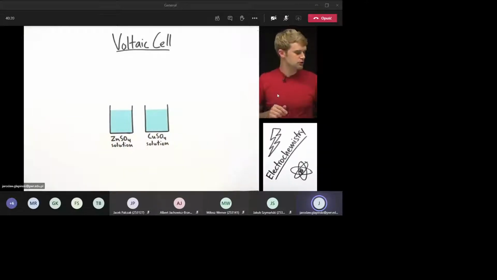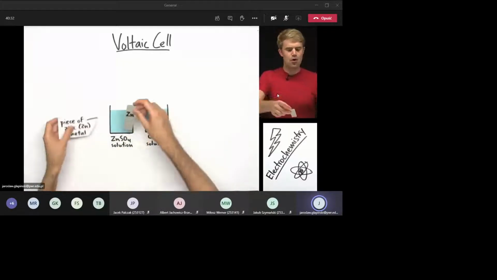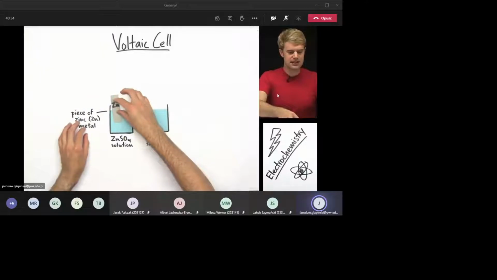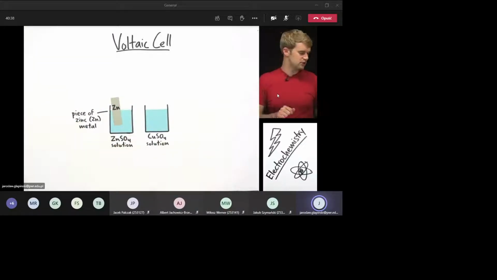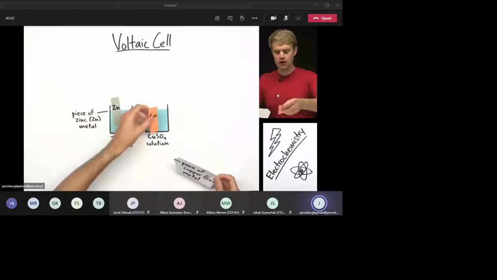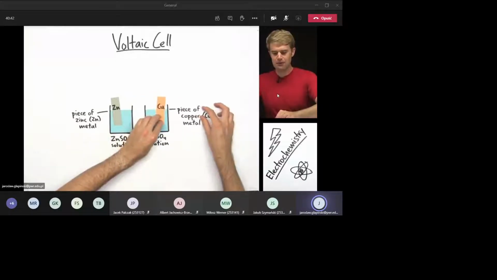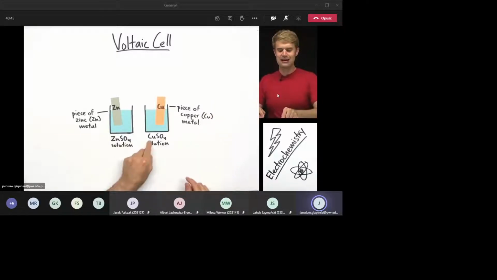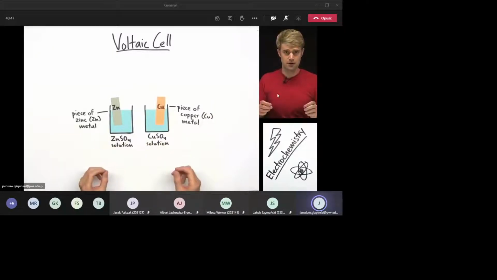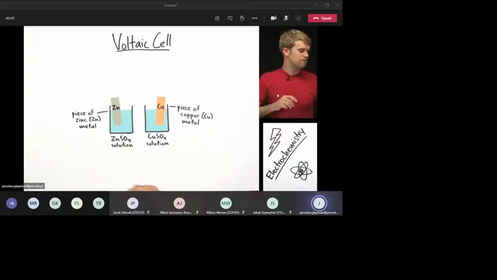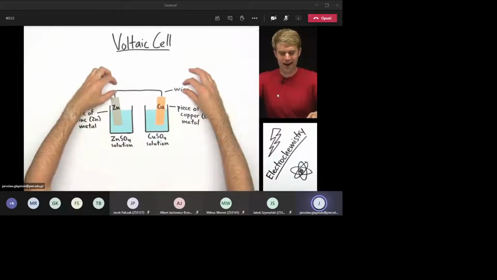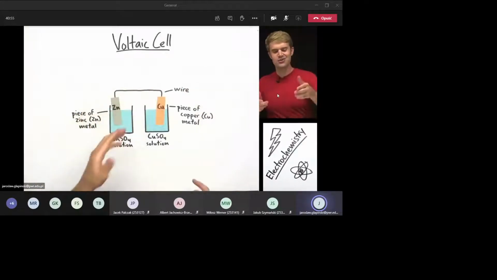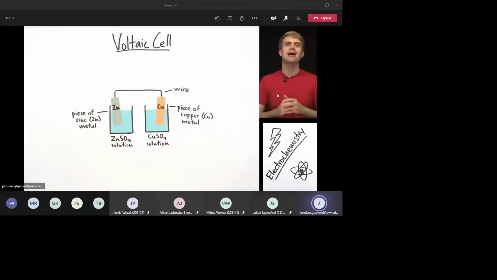So we got these 2 solutions. Then we take a piece of zinc metal, like this one right here, and put that in the zinc sulfate solution. And then over here, we take a piece of copper metal and we put that in the copper sulfate solution. The next thing we do is we take a metal wire, and we use that to connect the 2 pieces of metal together.